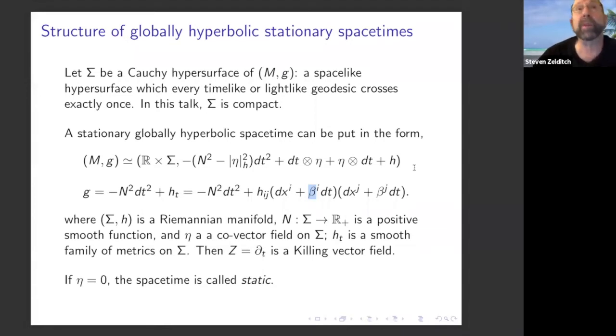Beta is like a one-form on the cross section. It depends on what cross section you pick. It's really a connection for an R bundle over the space of Killing orbits. The lapse function is independent of t. All of these functions, N, h, and beta, depend on your Cauchy hypersurface. So the Killing vector field is just d by dt, because the coefficients N, h, and beta are independent of t.